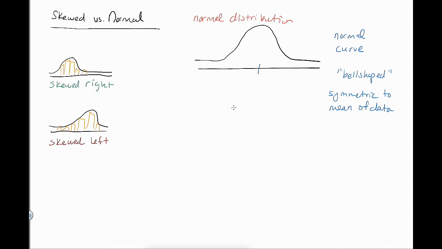Let's add some more notations here. Remember, a normal curve means your data is normally distributed. That means it is symmetric to the mean. Well, the mean is in the middle here, the mean of the data.